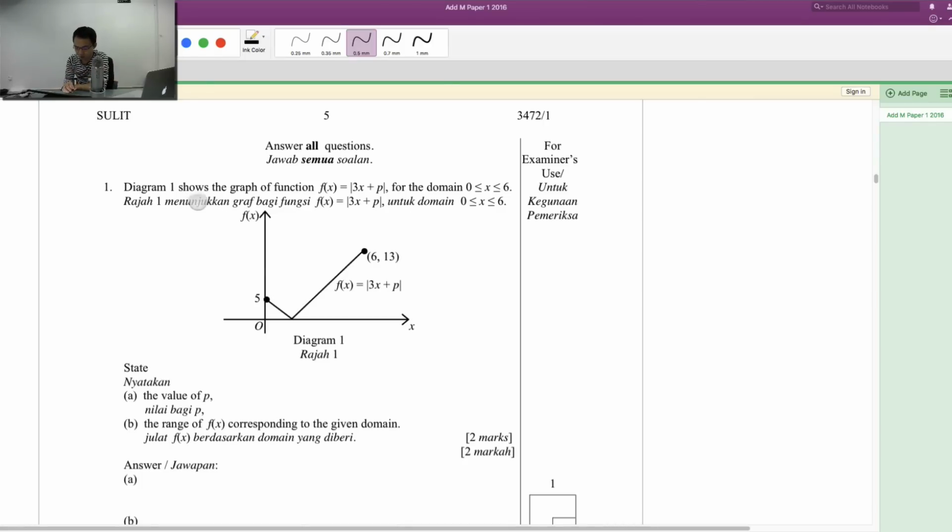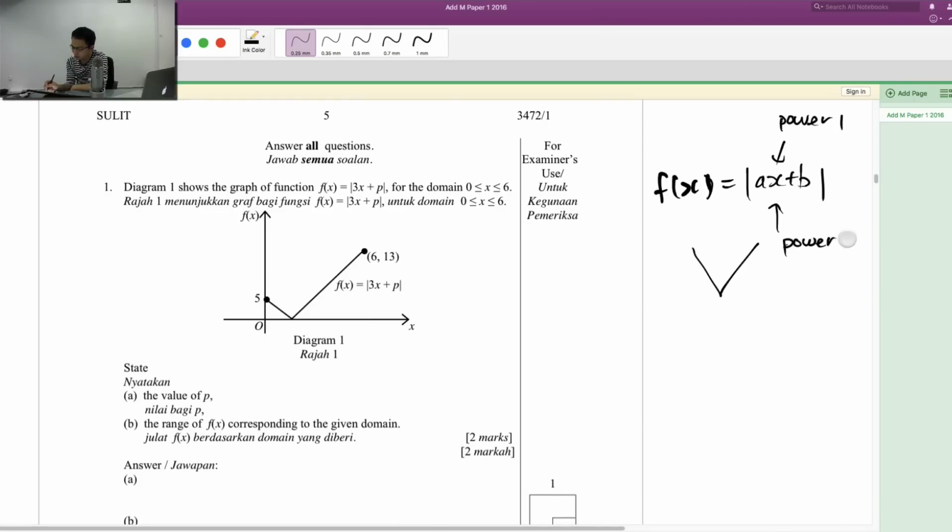Diagram one shows the graph function. Whenever you see a graph function with a modulus, if you have ax plus b, where x is power 1, you always get a V shape graph. If x is power 2, the graph will look like a W. The graph will look like this. Okay, this is some extra knowledge. Anyway, let's come back to this question.